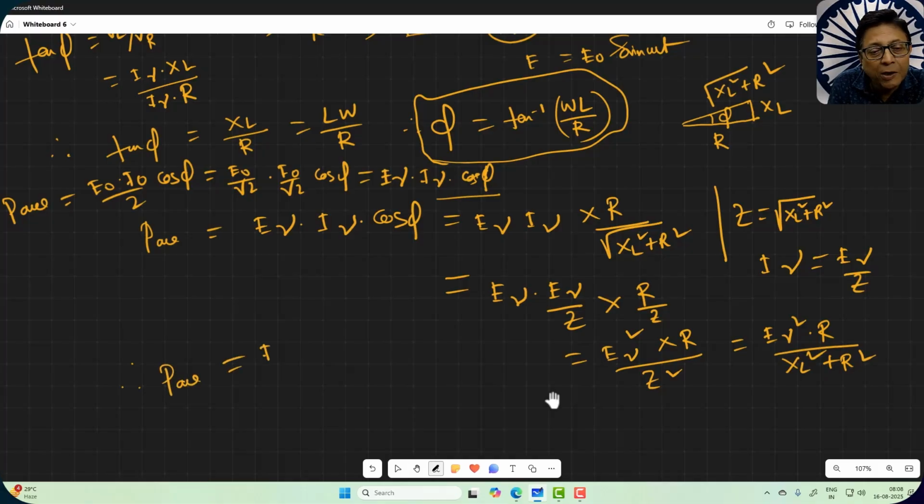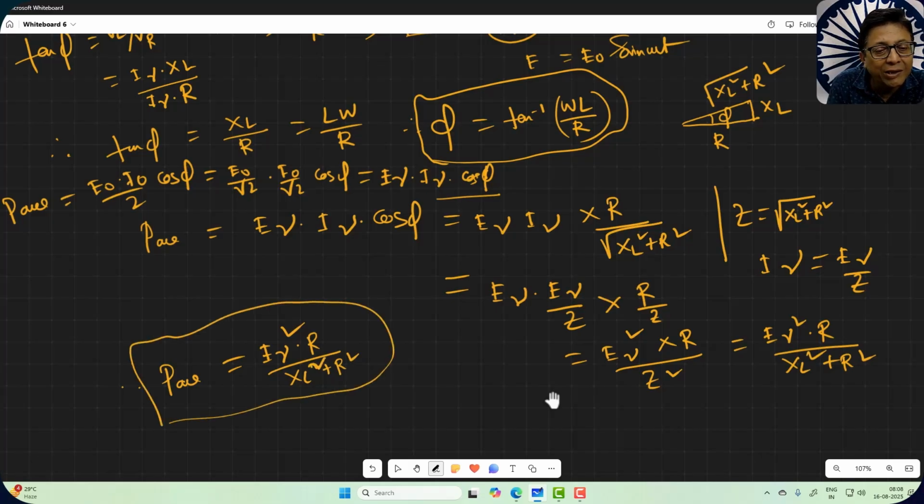So average power will be E nu square R divided by XL square plus R square. Okay, clear?